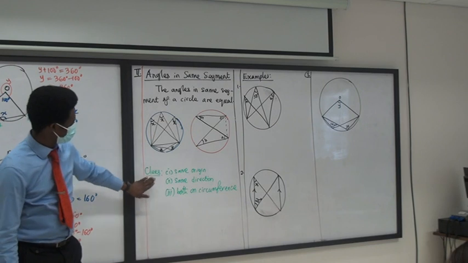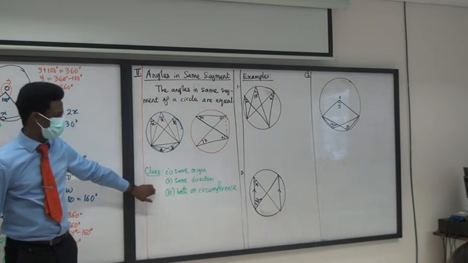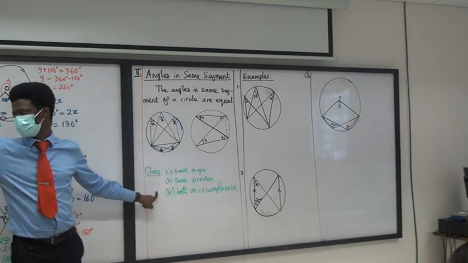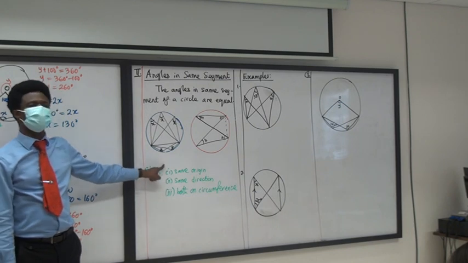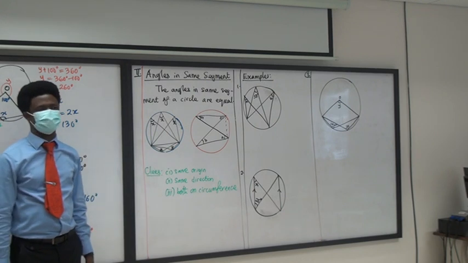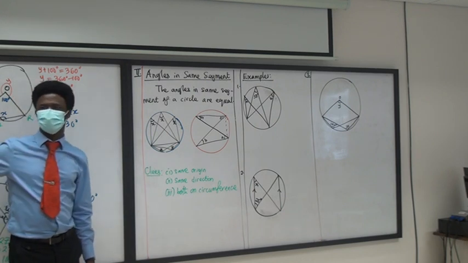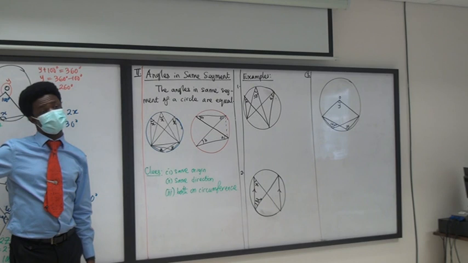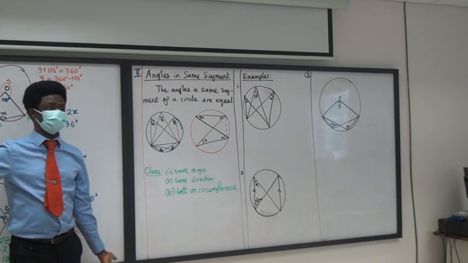So let's look at, so again, the clue. The only difference is the third clue to this one. Same origin, same direction. In this case, they are all on the circumference. But in this one, one of them is on the center, one of them is on the circumference for this first one.